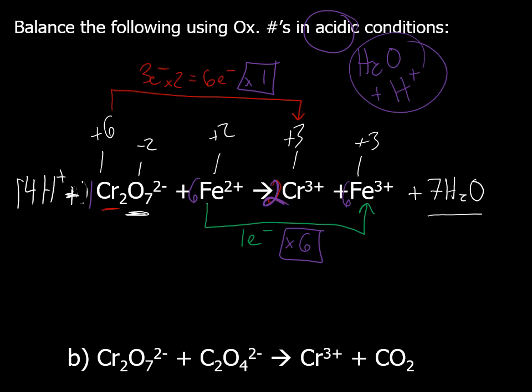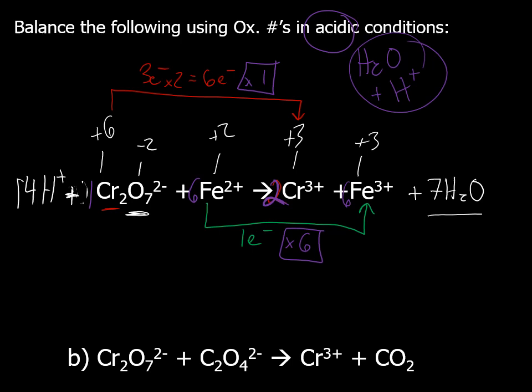Now my atoms should be balanced, and I should check my atoms to make sure they're the same. I've got 14 hydrogens on both sides. I've got 2 chromiums on both sides. I've got 7 oxygens on both sides and 6 irons on both sides. So all the atoms are balanced.